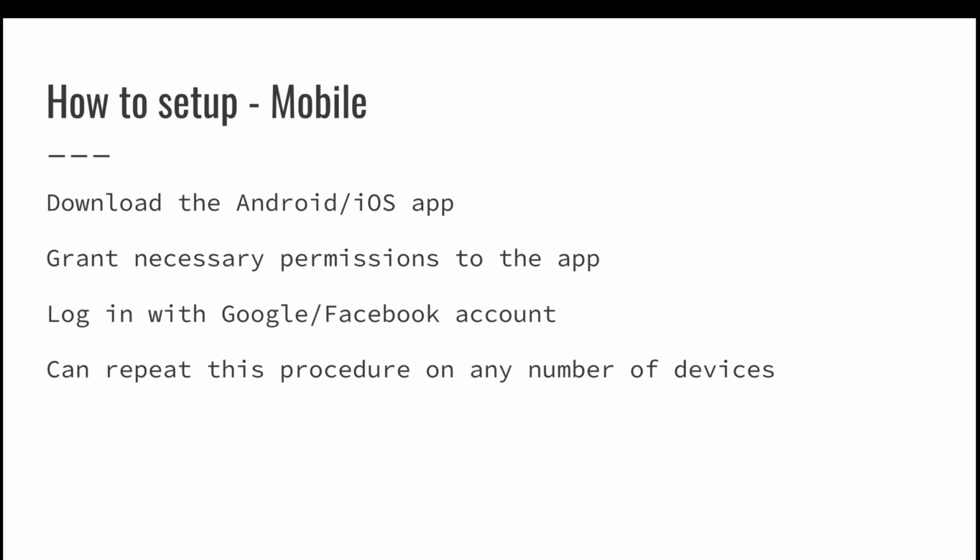So now let's try to understand how to set it up on your mobile. As usual, download the Android or iOS app for Pushbullet, and grant necessary permissions to the app. It already asks you for all the permissions, which are obviously to send push notifications or to access your messages, because it needs to access your messages and send them over to their server.